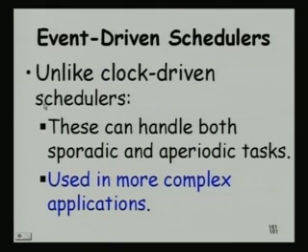Now, let us look at the event driven schedulers. Here, unlike the clock driven schedulers, this can handle both sporadic and aperiodic tasks very easily and is definitely used in more complex applications. These are necessary to be used. The cyclic schedulers have their limitations, only very simple systems they can handle. For example, we were just discussing a cell phone, right, many tasks, many are aperiodic: you are sending a message, receiving, making a call, etc. These are sporadic tasks, and a cyclic scheduler can't handle this.